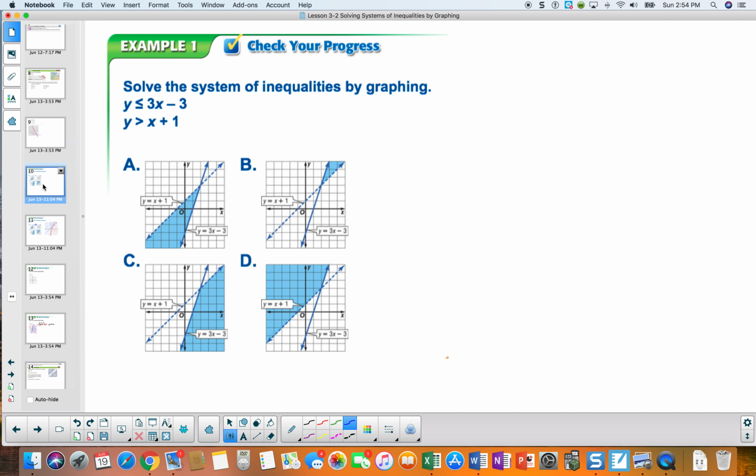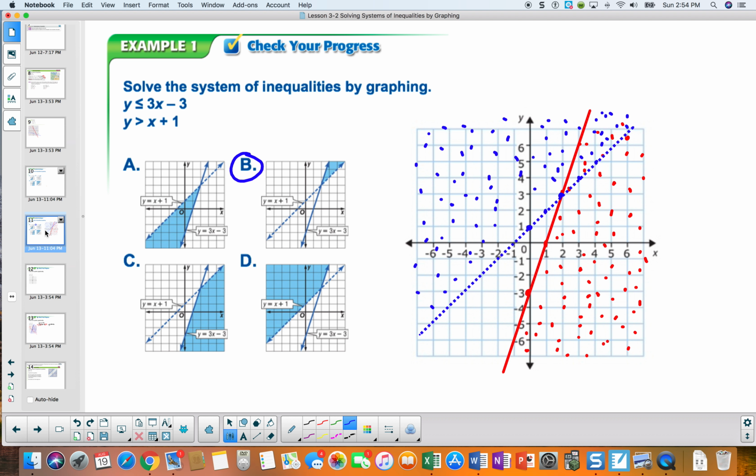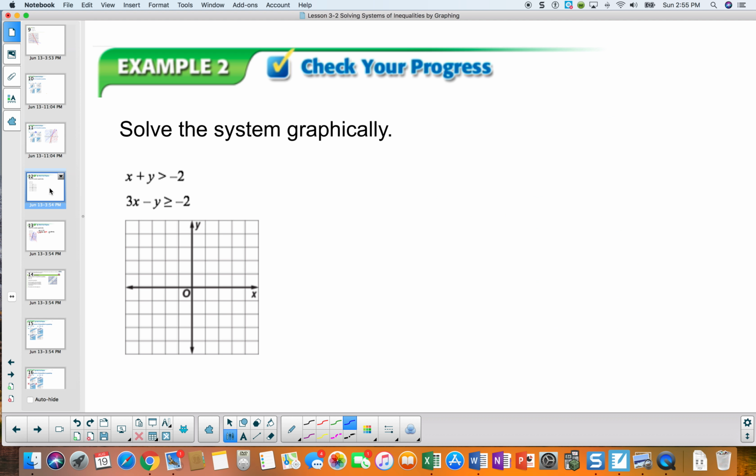Your turn. Pause and try to figure out the answer. Here's the answer. I went ahead and graphed both boundaries, being very careful to shade underneath for the red one and shading above for the second one. And I can see this is where they intersect, and this is the solution. Those points represent answers to both of those at the same time. Pause.